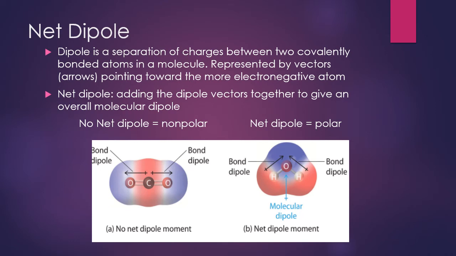So one way to figure this out is by calculating the net dipole. What a dipole is, it's a separation of charges between two covalently bonded atoms. We represent it by vectors, and the vectors that I'm speaking of are the arrows in the picture below. So usually the arrow points towards the more electronegative atom. So in this case of the carbon dioxide molecule that we have below, oxygen is the more electronegative atom, so we would draw a vector, or an arrow, pointing toward the oxygen.